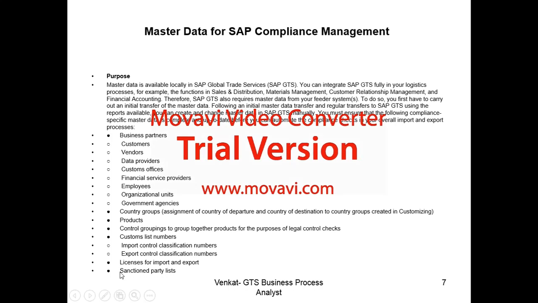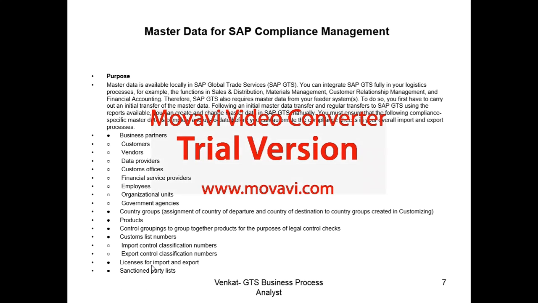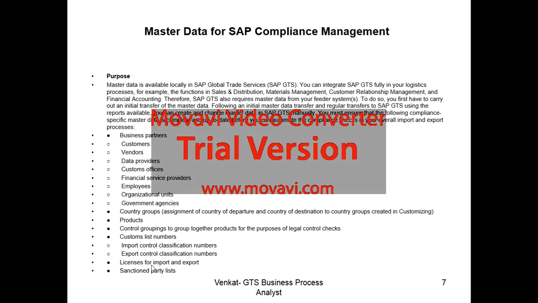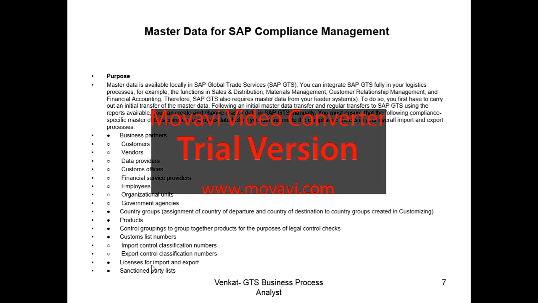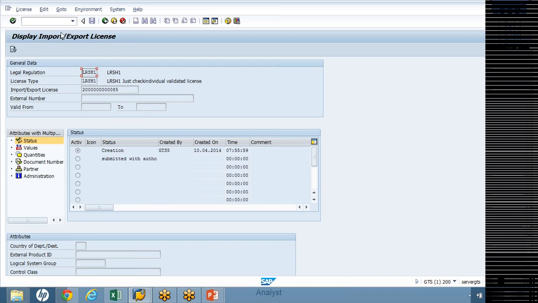So, license also we have, and the final one is the sanction party list. The last master data element in compliance management is the sanction party list. The sanction party list is the list of blocked members, prohibited members, denied party members. So as part of master data in SAP GTS, we maintain it here.